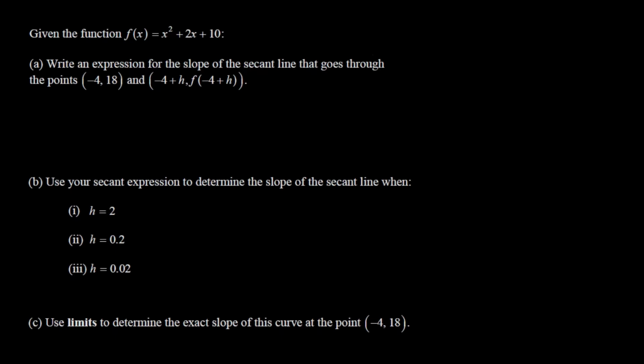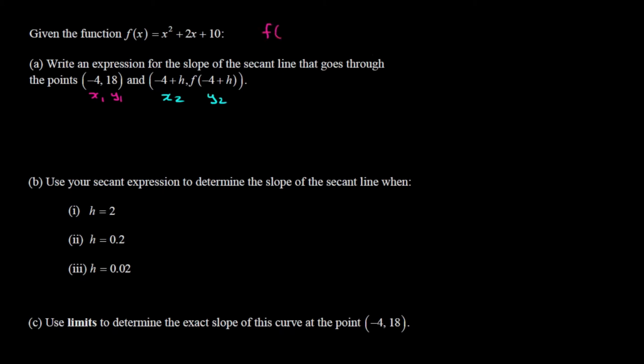Okay, so we have to recognize we have 2 ordered pairs, and this first one is not causing too many problems I wouldn't expect, so it's just minus 4 and 18. It's the second ordered pair that's fairly abstract due to that h that's attached to our minus 4 there. So remember, h is the difference between our two x values. That's all that means. So before we deal with the minus 4 plus h, let's make sure we can understand where the 18 came from.